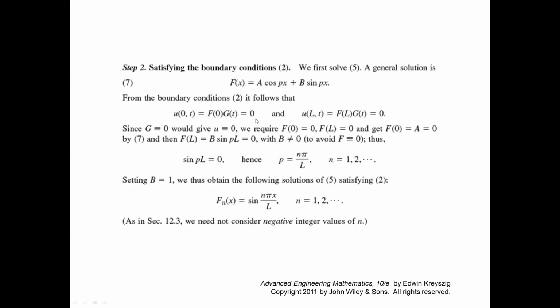Here, this equal to 0. Then we look at the condition. The only condition for this to be true is that GT must not be 0, because if GT is 0, U is going to be 0 all the time. Therefore, we have a trivial solution. So this boundary condition will give us F0 equal to 0.